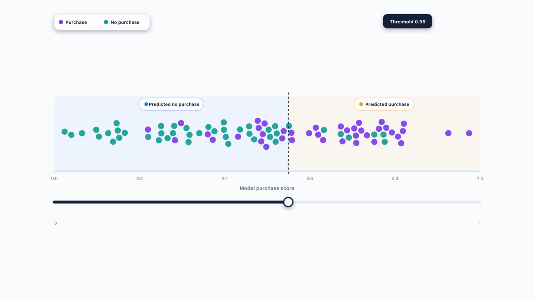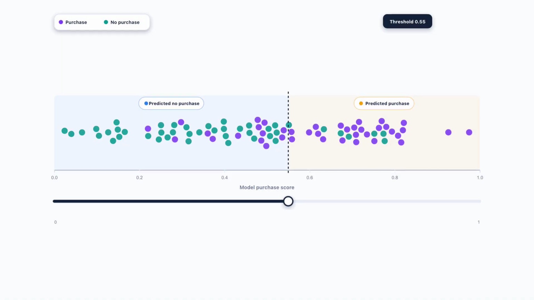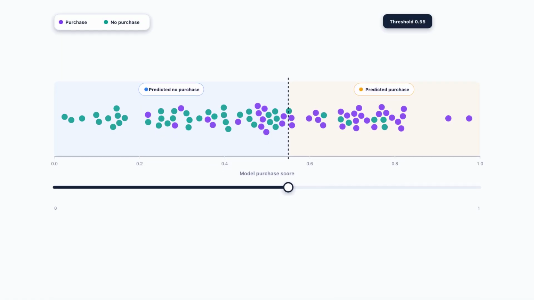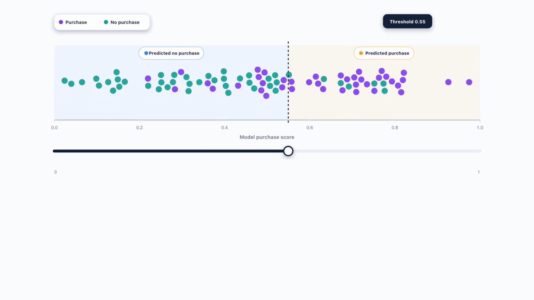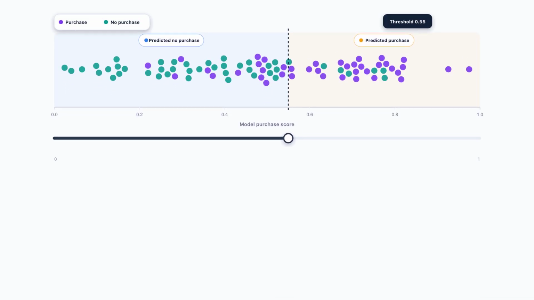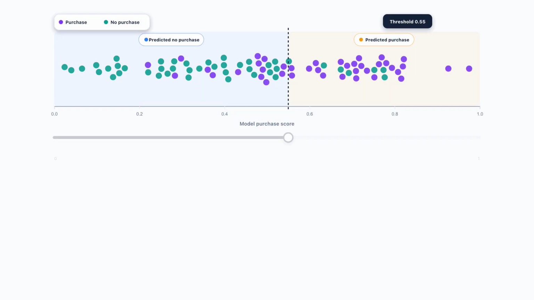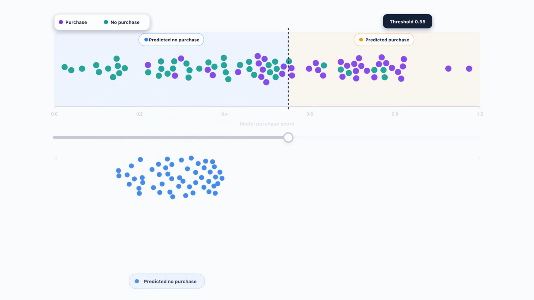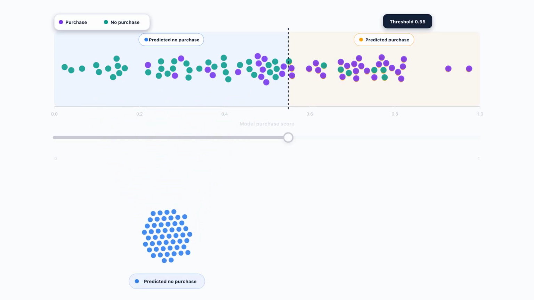And now, let's build the full matrix. After the threshold is applied, every dot has two identities. Its color still tells us the truth, purchase, or no purchase. Its lower position tells us the model's prediction. That distinction matters. These lower packs are not new data and not a second sample. They are the same visits sorted into predicted no purchase and predicted purchase.